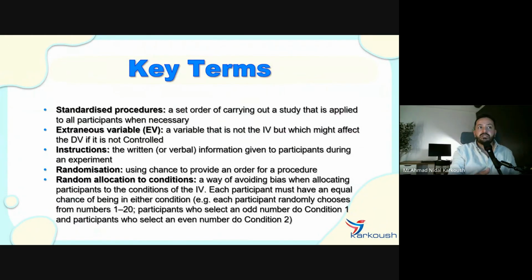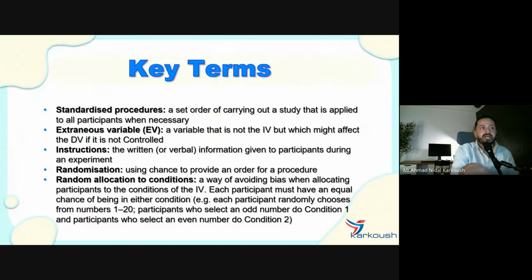Now, instructions are written or verbal information given to participants during any experiment. Randomization is using random chance to provide an order for the procedure. And random allocation to conditions is a way to avoid bias when allocating participants to conditions. So technically speaking, instead of me choosing that these people will go through condition A and these people will go through condition B, no, random allocation avoids bias, but it's not 100% accurate because we can't control the EVs, the extraneous variables, in this method.